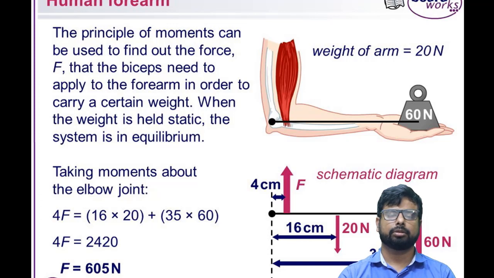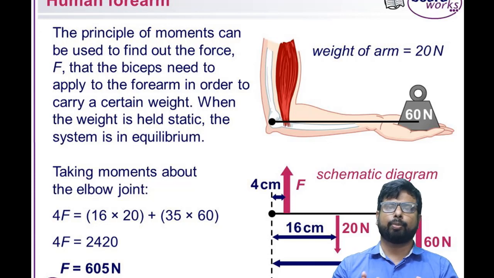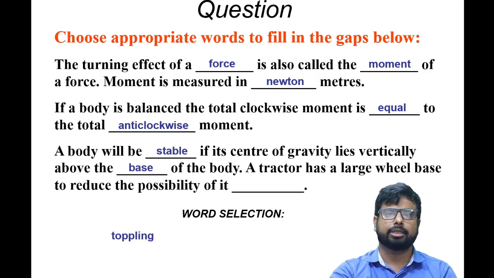Look at the diagram here. Force F, the perpendicular distance from the pivot. So here, taking moments about the elbow joint, the elbow joint is the pivot here. So 4 into F, that means force into perpendicular distance from the elbow joint, 4 into F equal to the clockwise moment here, perpendicular distance 16 and downwards force, that means weight of the arm, is 20 Newton. So 16 into 20. Typically above the base of the body, and a tractor has a larger wheel base to reduce the possibility of toppling.